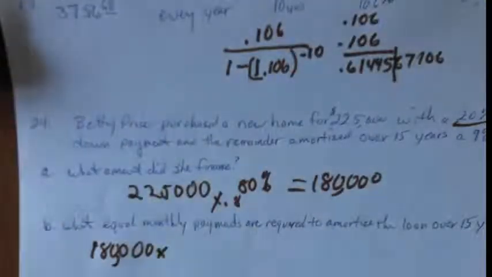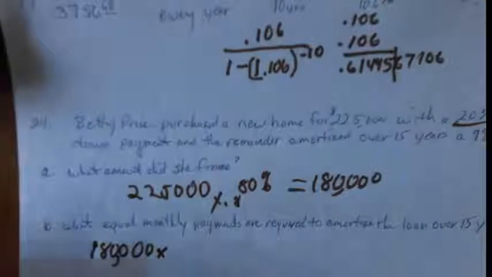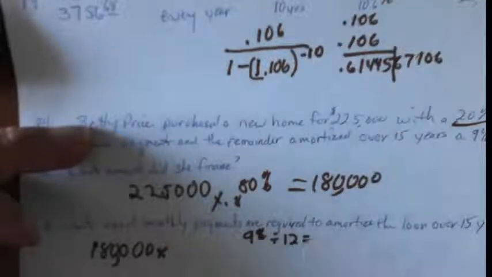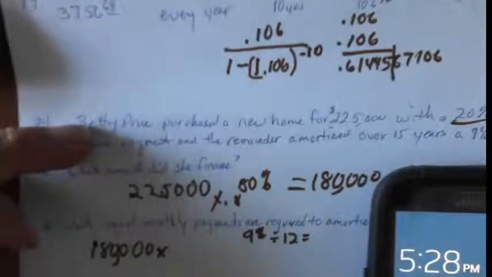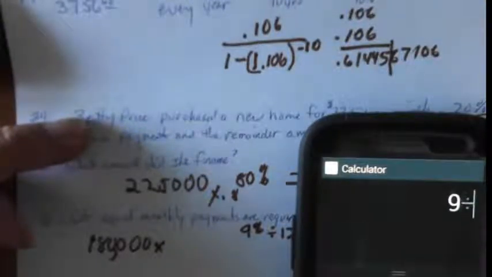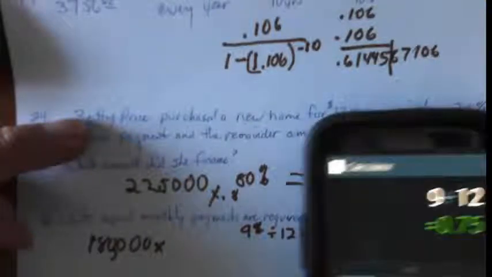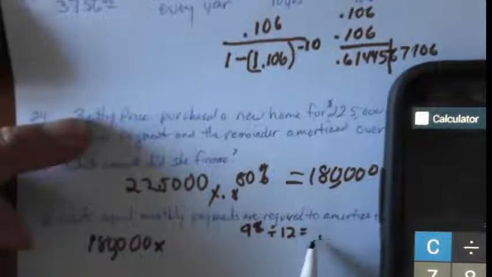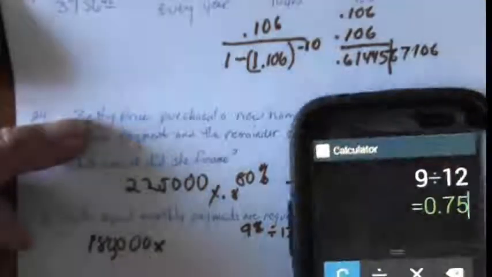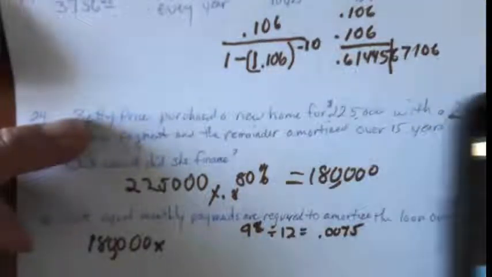for 15 years, but she's doing it monthly, right? So it's 9% divided by 12. So as a monthly then, we would just simply go 9 divided by 12. 0.0075 then as a decimal, because we're moving that over 2, remember?